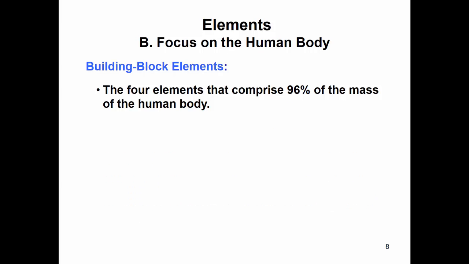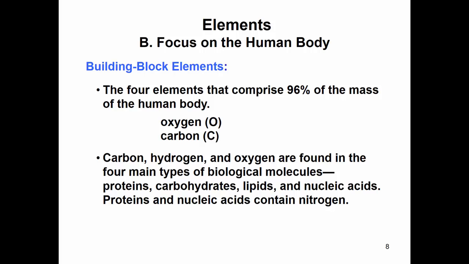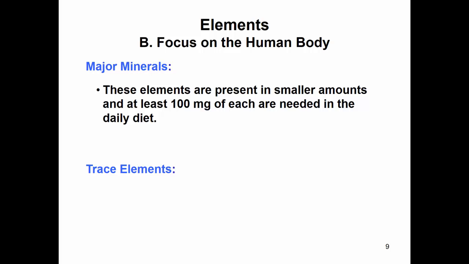All right, if we focus on the human body, so some of you are going into nursing or whatever you might be doing, it's also good to know that our human body is 96% oxygen, carbon, hydrogen, and nitrogen. These are all nonmetals, and we study these extensively if you take organic chemistry. Carbon, hydrogen, and oxygen are all found in proteins, carbohydrates, lipids, and nucleic acids, and your proteins and nucleic acids also contain nitrogen.